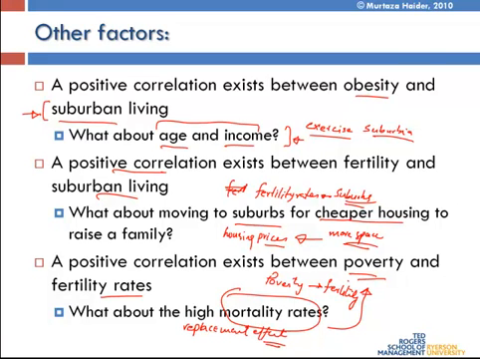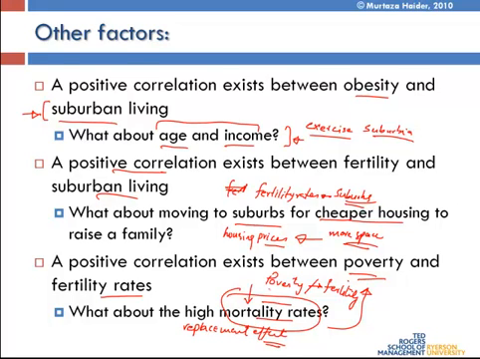And obviously mortality is a function of income. If you have sufficient income, you can afford to pay for better healthcare and better living standards, and thence avoid this trap of higher mortality.